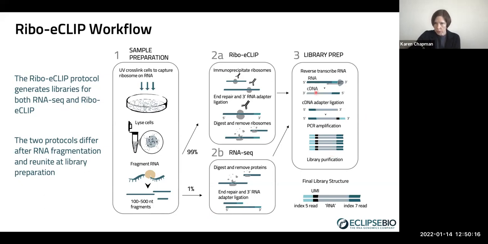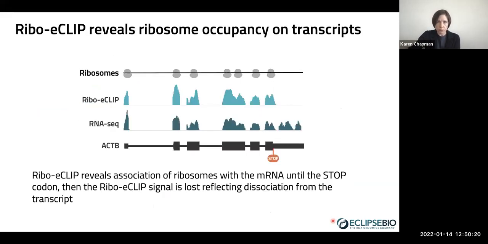So this just shows you the structure of the library. And what this does basically is it gives you a sense of where the ribosomes are and the extent to which ribosomes are binding particular transcripts. So you can see here a traditional RNA-Seq. You're still getting reads in the 3' UTR, whereas when the ribosome drops off, you can see the diminution of the signal there.